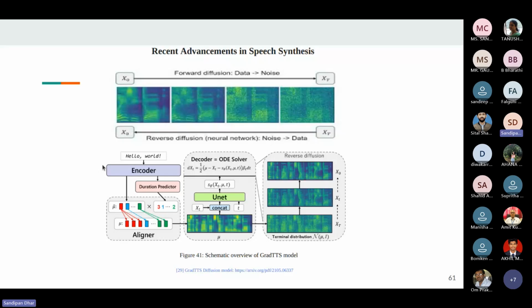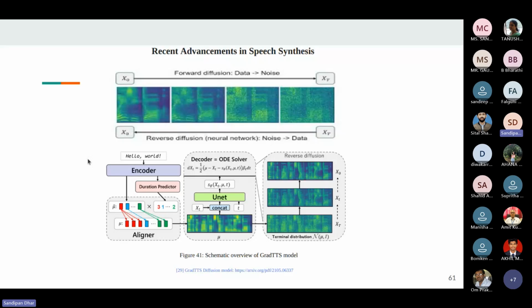Later, the researchers of the speech synthesis domain started using it for image synthesis, and also for text to speech synthesis. Now diffusion has also been used for speech to speech, and I will also show that it has been used for singing voice synthesis. Now, GRAD TTS is one of the initial implementations of the diffusion model for text to speech synthesis.